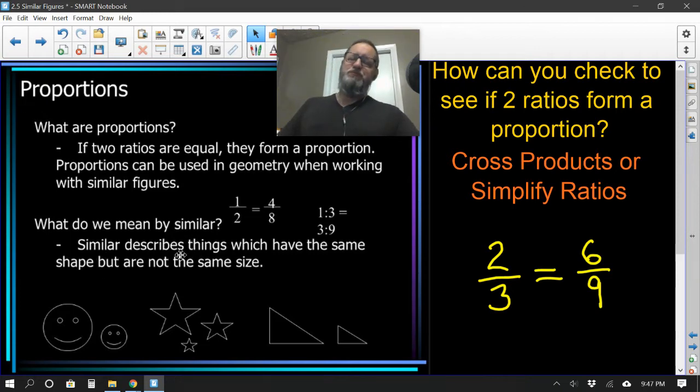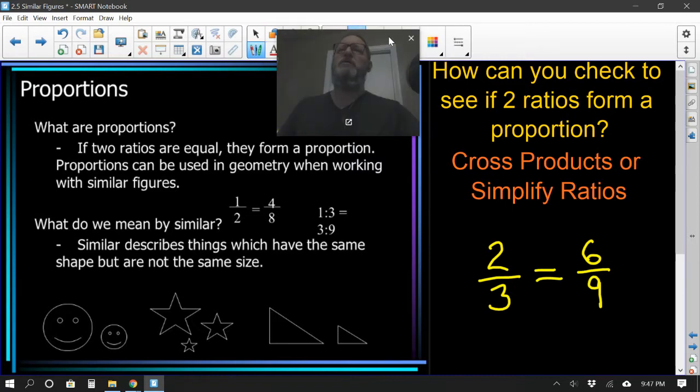Now, in similar figures, the similar part means they're the same shape, but not the same size. Here you can see a few examples of that: a large and a small, large, medium, small, and so forth. The same shape, but different sizes. But we need a quick way to check to see if these two ratios in the proportion are actually equal to each other. A couple ways to do it. One, you could see if you could simplify both ratios to the same amount. As you can see here, this 6/9 does simplify to 2/3. But if you don't readily see that, here's another way that I like.